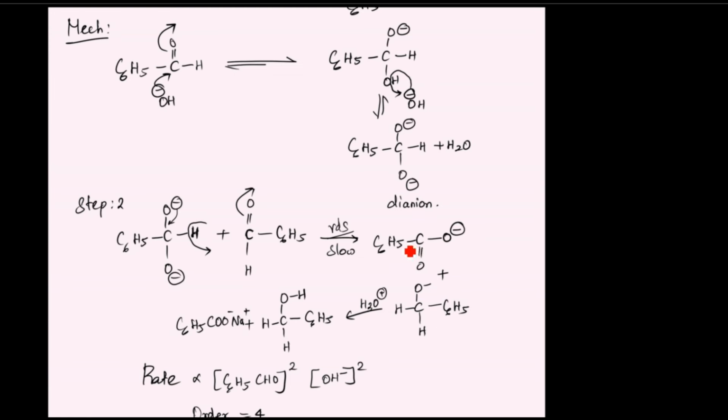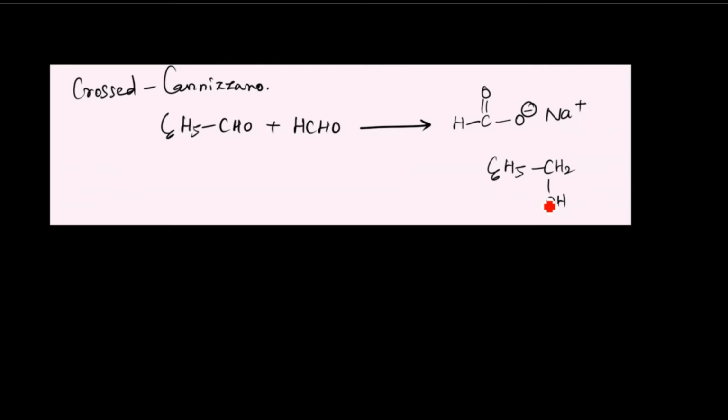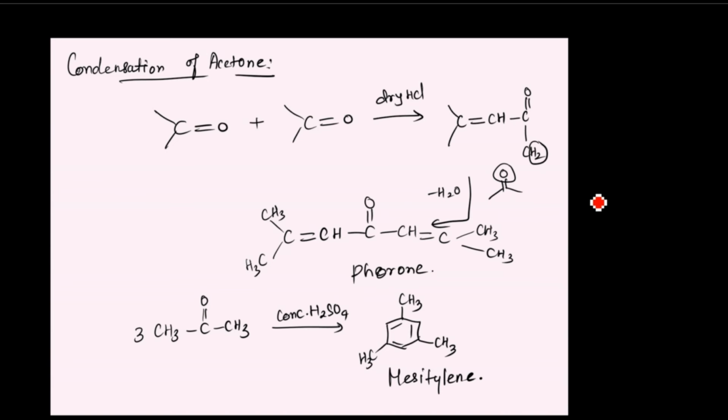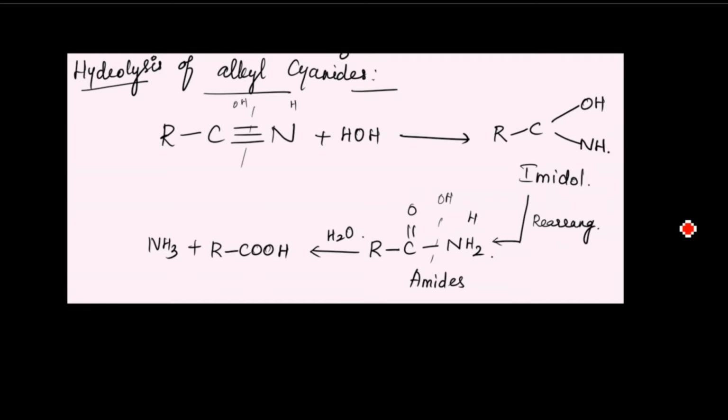Okay, then the mechanism, if you want, you can refer to it. I'm just attaching it. This follows a dianion followed by the addition of another aldehyde. If I'm taking two different aldehydes, then it would follow crossed Cannizzaro reaction. Then condensation of acetone: acetone just condenses to form mesitylene, with a release of water. Hydrolysis of alkyl cyanides, just H and OH will get attached. Upon hydrolysis of cyanide, first it will give you amides, followed by carboxylic acids at the end.